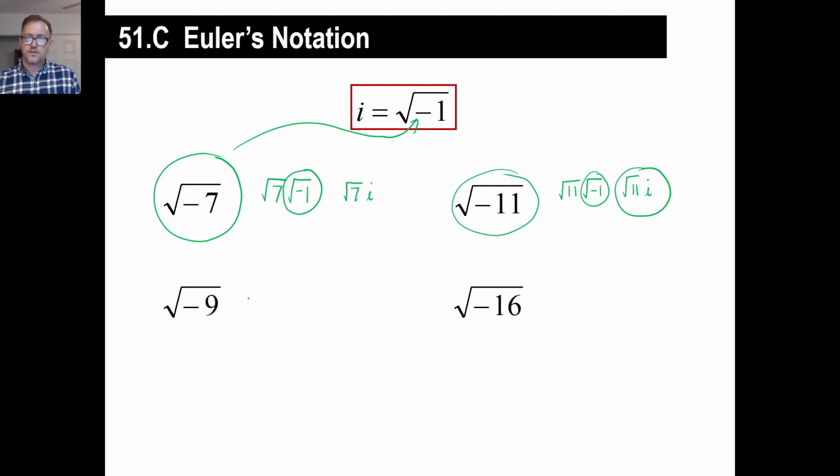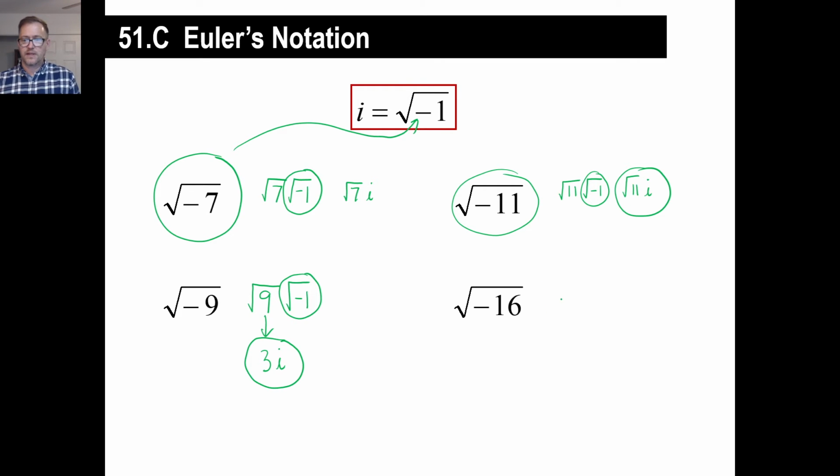Now this is interesting here. You can see what's different about this one, because 9 is a perfect square. So the square root of -9 is the same thing as the square root of 9 times the square root of -1. That makes sense? Well, we know the square root of 9 is 3, and the square root of -1, by definition, is just i. So 3i.